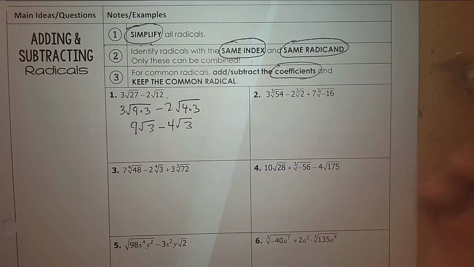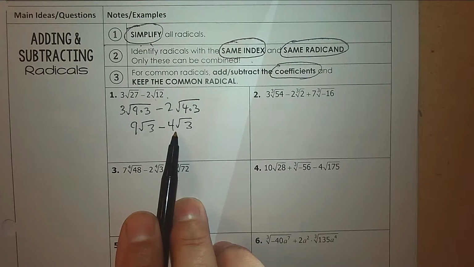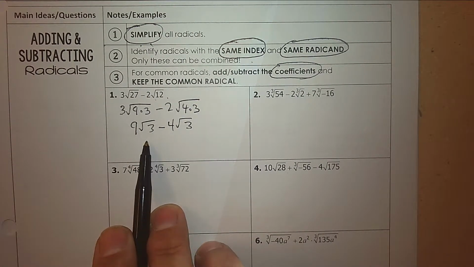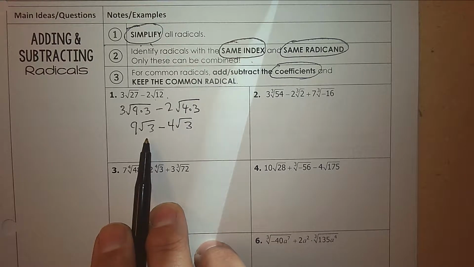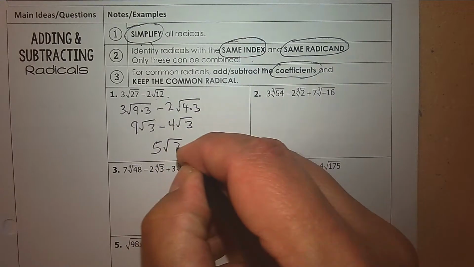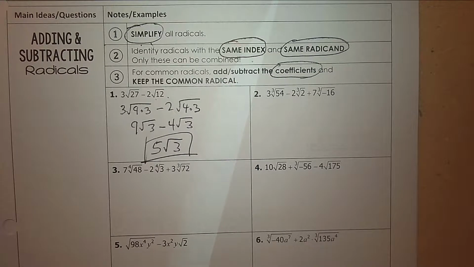And then, do they have the same index? Do they have the same radicand? Right? Those are great words. They match, right? Root 3, root 3. So what's 9 take away 4? Done, right? Do you notice we don't add or subtract what's in there?